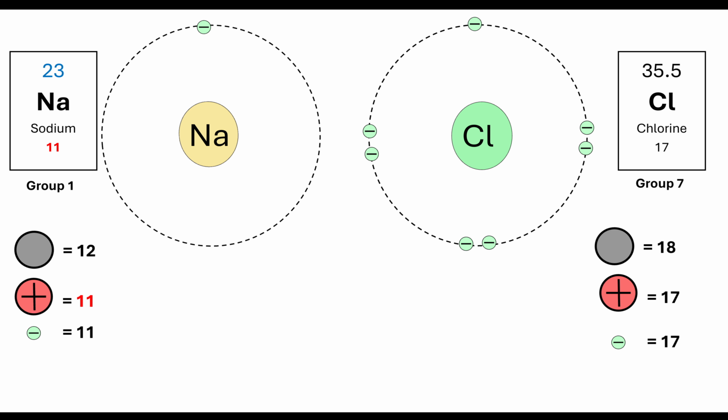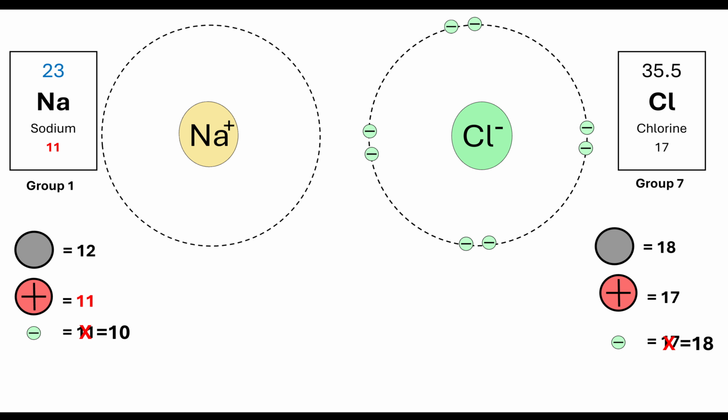So therefore, what happens when we have a metal and a non-metal is that the metal will lose an electron and the non-metal will gain an electron. So what you can see here is that because my sodium atom lost an electron, it now only has 10 electrons. It has 1 extra proton in comparison to the number of electrons and therefore becomes charged by 1.